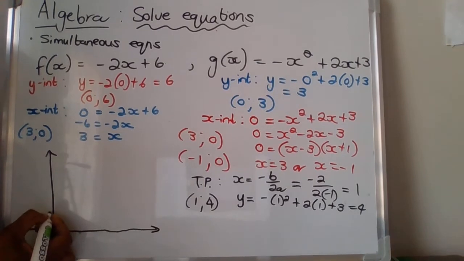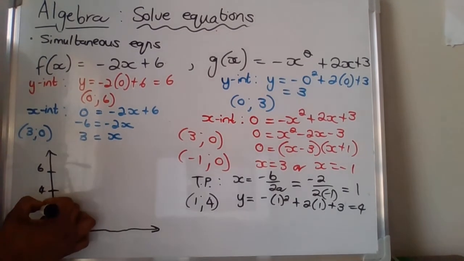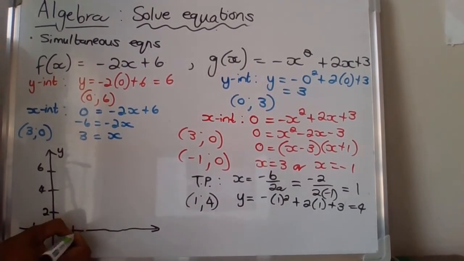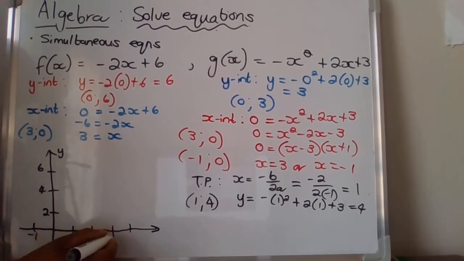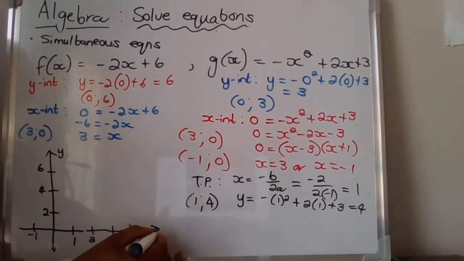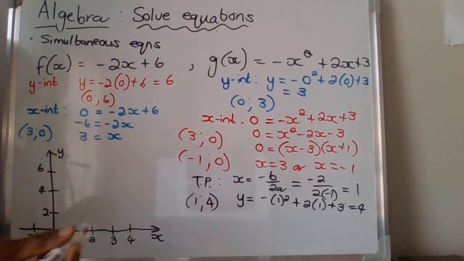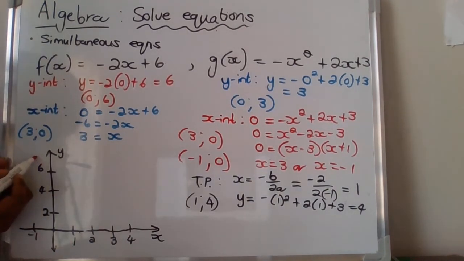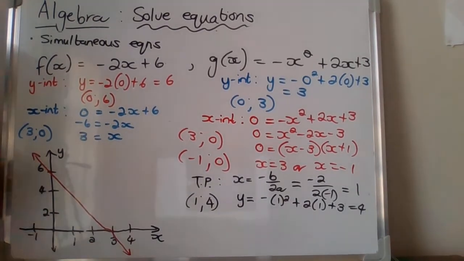Okay, so let's do 2, 4, 6. That's y, and then here we'll use ones: 1, 2, 3, 4. Okay, so let's start with the straight line first. So I said my y-intercept was here at 6 and my x-intercept was at 3. So I join the 2 points, I use a ruler, and my line goes something like that.